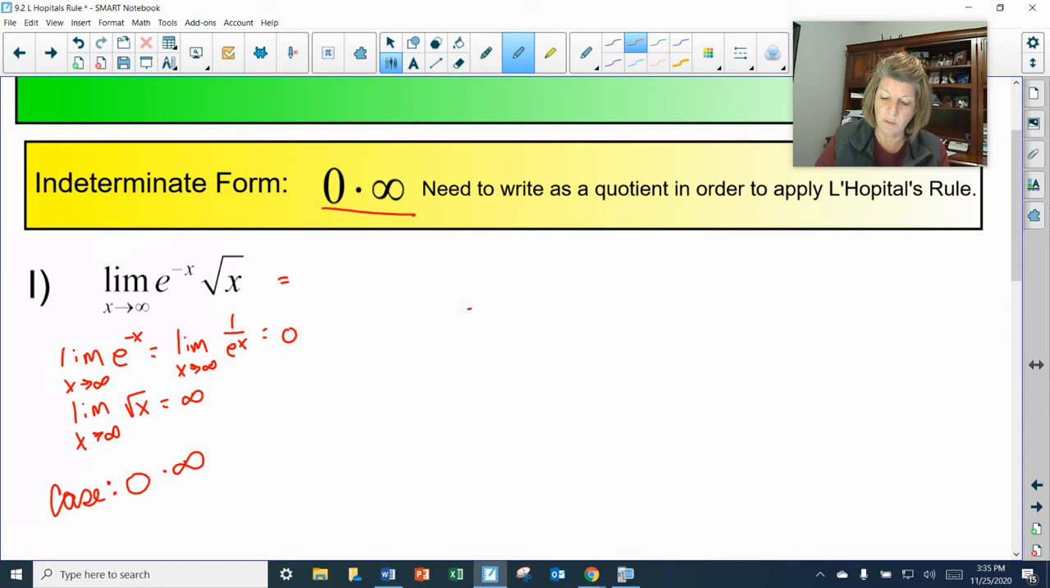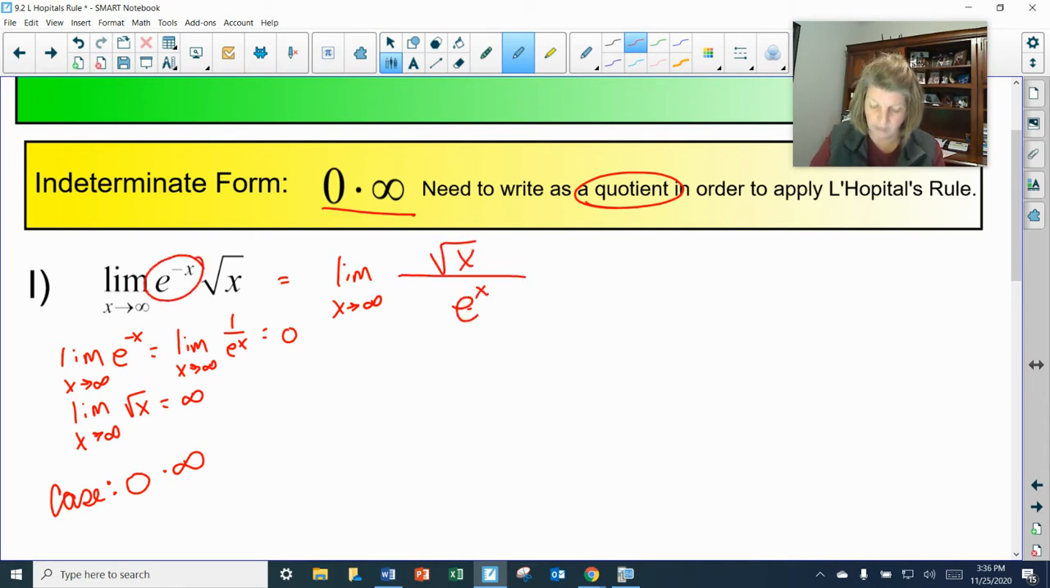So what I want to do is establish a quotient. And there's a really cheesy way to do that on this one. Square root of x is the numerator. The negative exponent moves that down below. And now I have a quotient. And I would have an infinity over infinity case, wouldn't I? Because the limit as x goes to infinity of square root x is infinity. And the limit as x goes to infinity of e to the x, our new denominator, is infinity. So infinity over infinity case, L'Hopital applies.